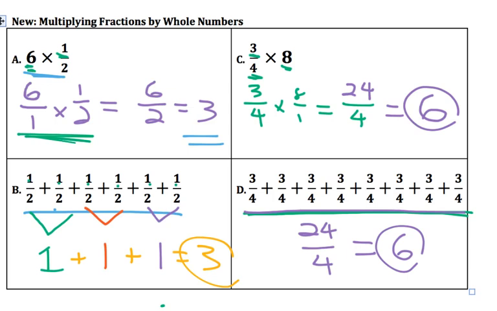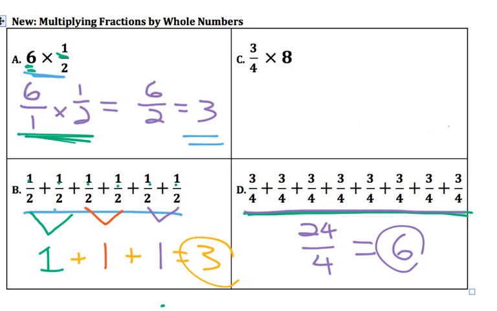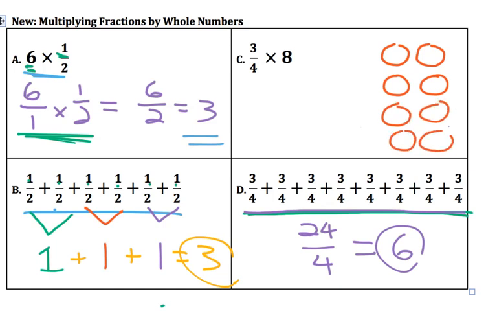Now, for my higher level thinkers, I also gave you guys a different way to think of this yesterday. So 3/4 times 8, that could also be thought of as 3/4 of 8. So imagine that you had 8 M&Ms, and you want to take 3/4 of 8 M&Ms.